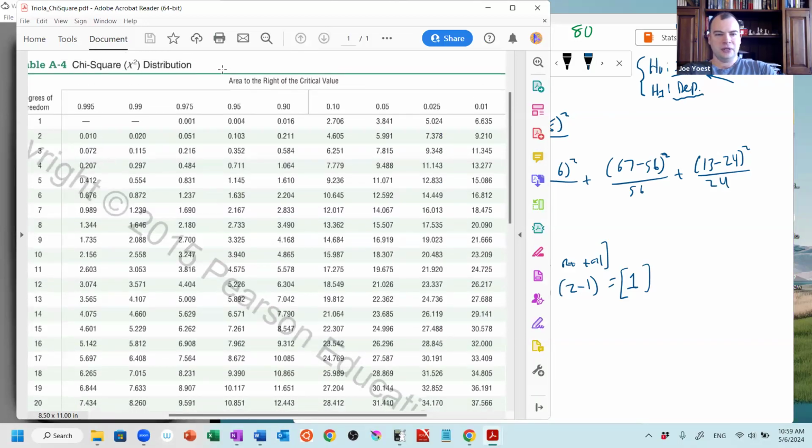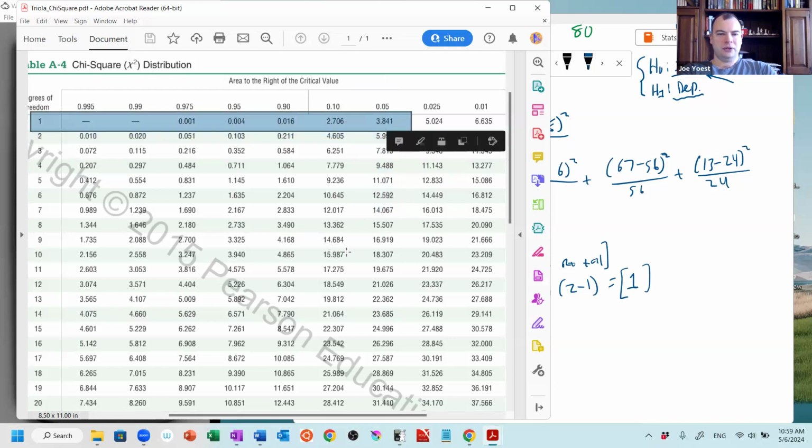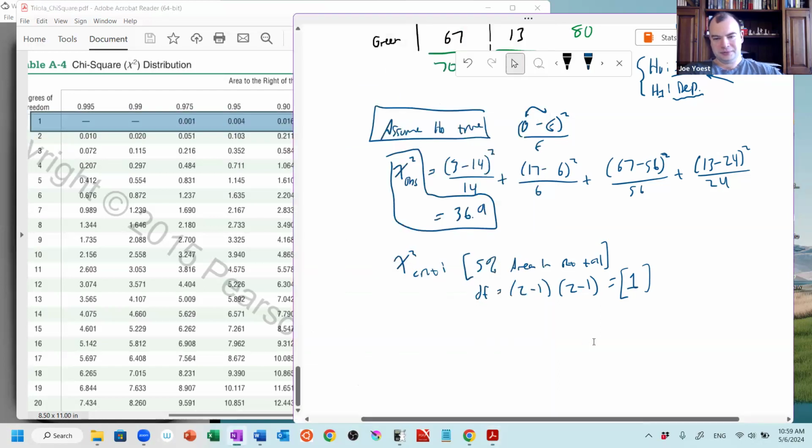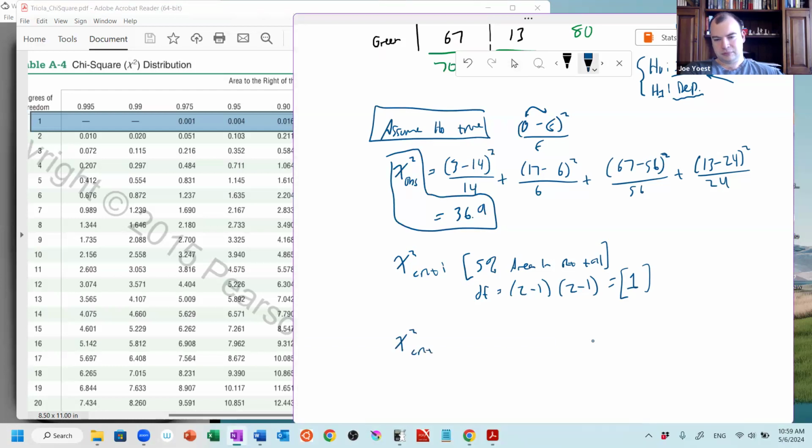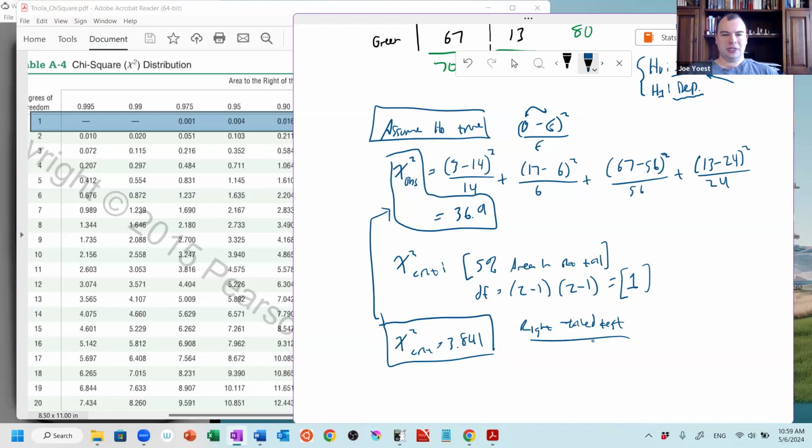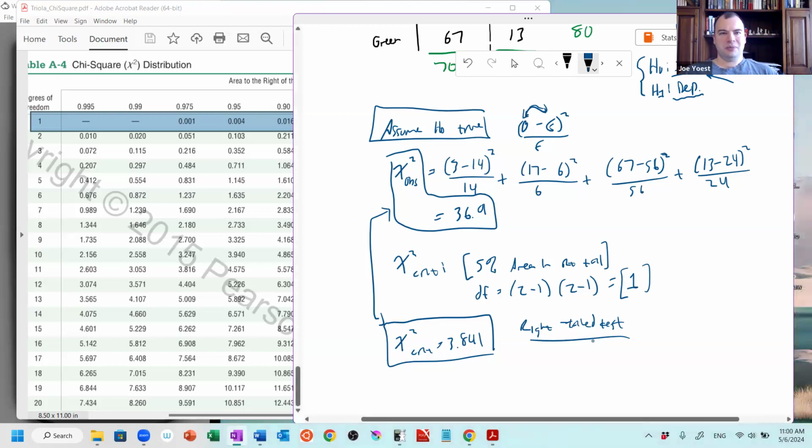Okay. So I'm looking for area to the right of 5%. That's in this column. With 1 degree of freedom is 3.841. And remember, this is a right tail test, because again, chi-squared observed tends to be large when my observeds are very different from my expecteds, when my actual data does not match up with the null hypothesized distribution, or in this case, characteristic of independence.